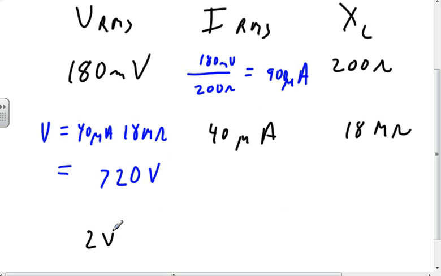All right, so I've got 2 volts and I've got 100 microamps. Then my X of L will be 2 divided by 100 micro. That's going to be pretty big, isn't it? 2 divided by 100 E minus 6, boom, 20K.